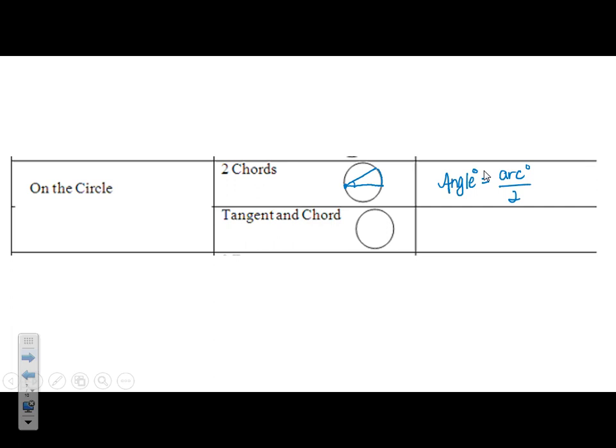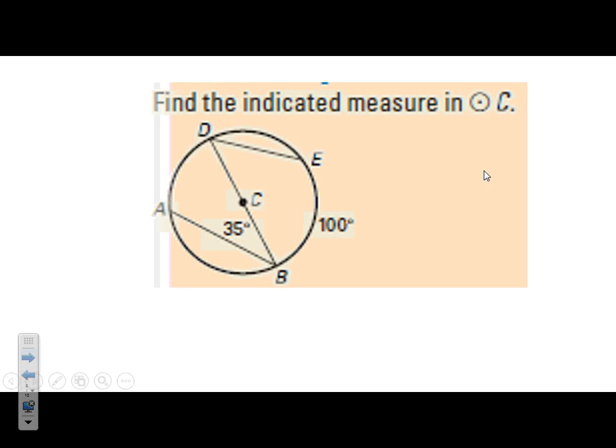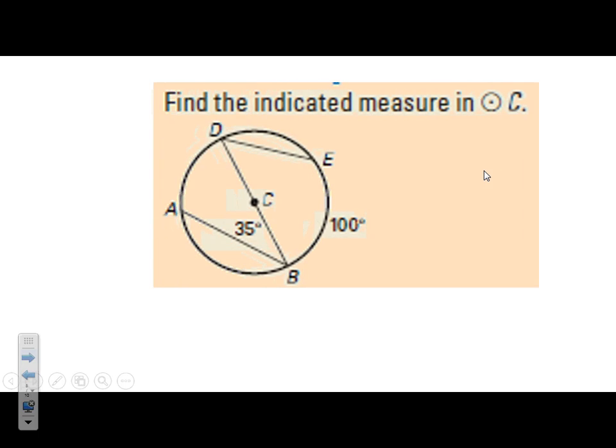So we're going to do 3 examples, and then we'll come back tomorrow and practice more of these. And then we'll spend the next day working on other circle information. So here we go. Let's find the indicated measure of circle C. So the first thing I want to do is find the measure of angle D.